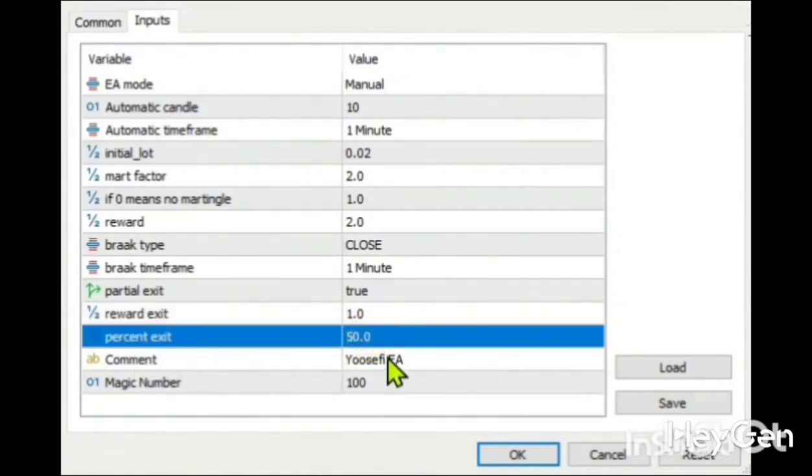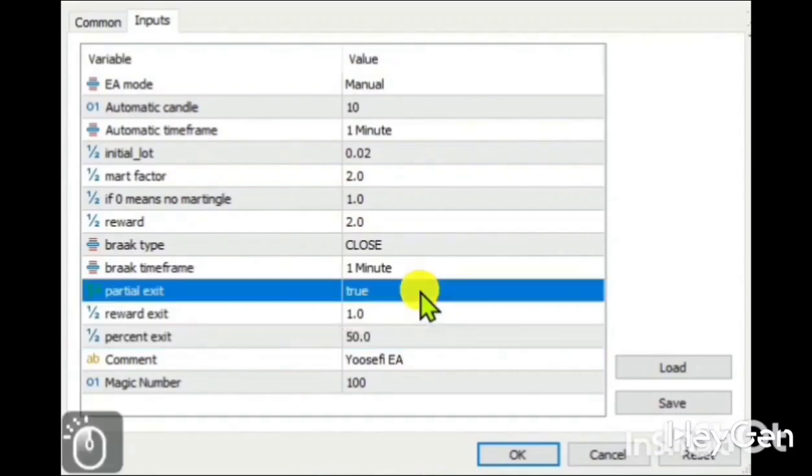In the comments section, we also enter the comments. If this part related to partial exit is set to false, it will close the entire volume at the specified reward. In reward 2, it will close.